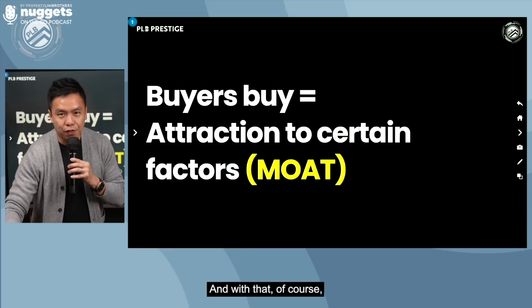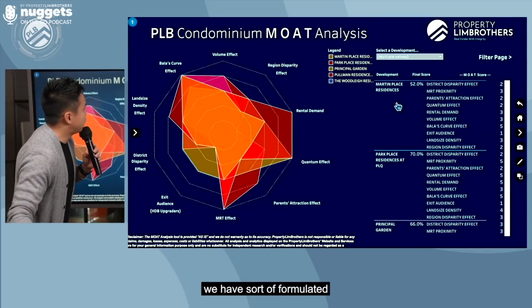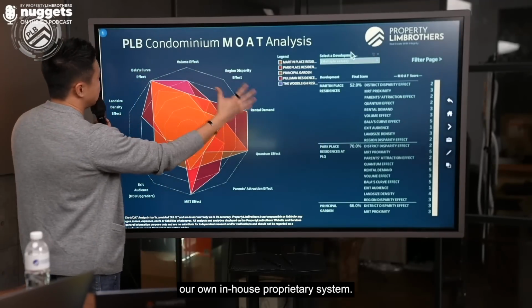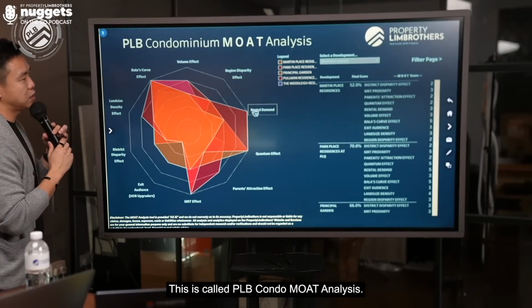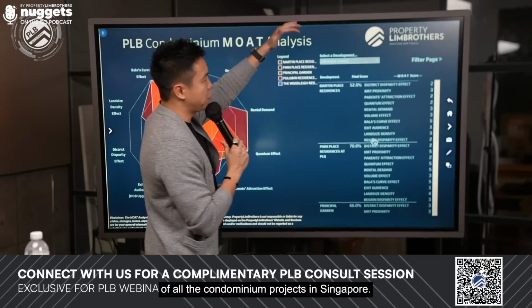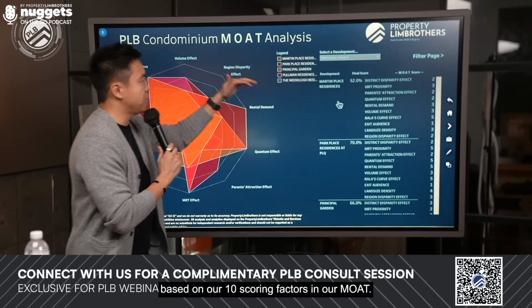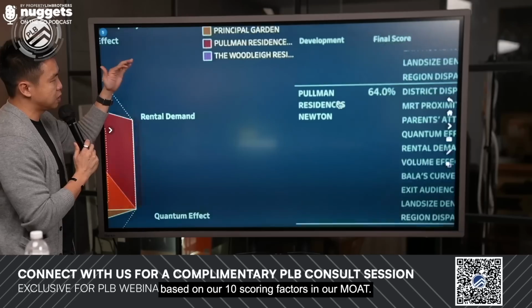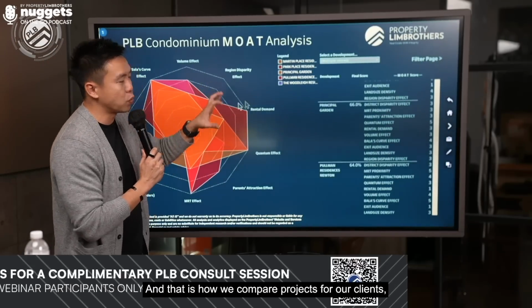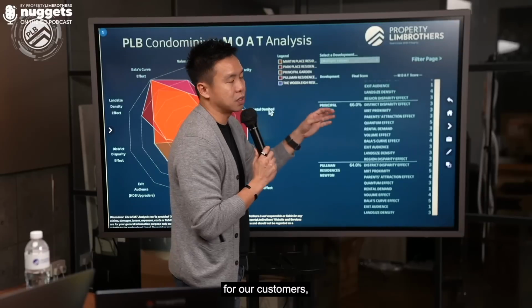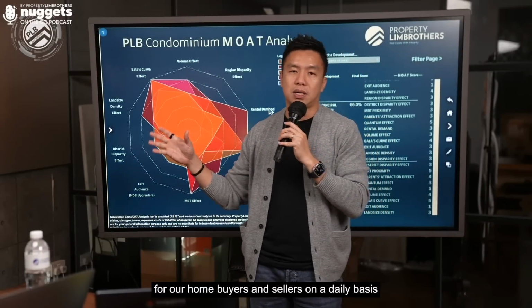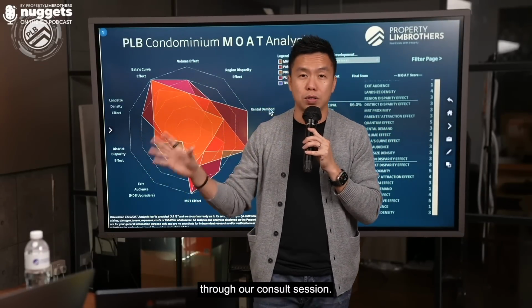And with that, of course, we have formulated our own in-house proprietary system. This is called PLB Condo Analysis. We feed fresh API data of all the condominium projects in Singapore. We final score them based on our 10 scoring factors in our moat. And that is how we compare projects for our clients, for our home buyers and sellers on a daily basis through our consult session.